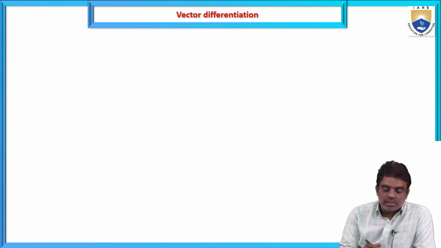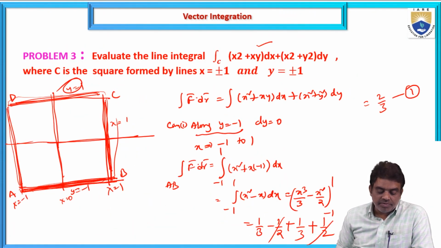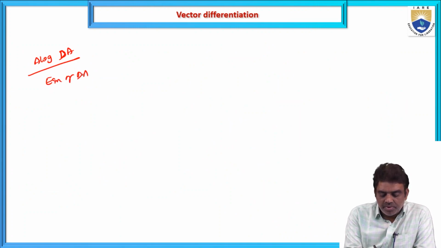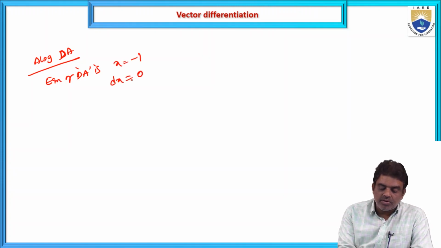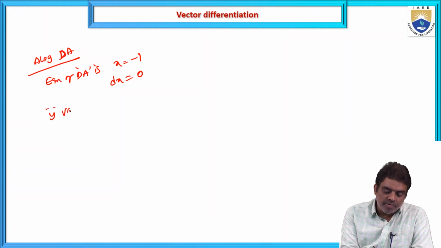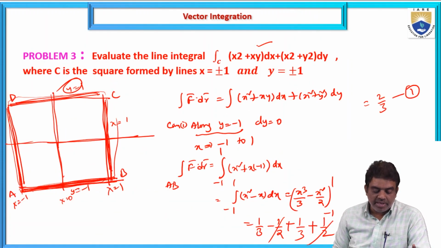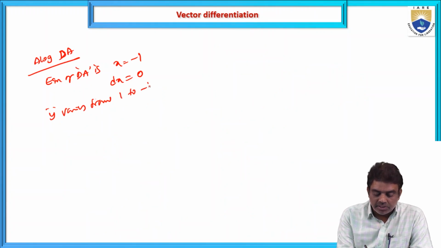Similarly, you do the last integration along DA. What is the equation of DA? The equation of DA is x is equal to minus 1. So dx is equal to 0. But y is a variable factor. y varies from 1 to minus 1.